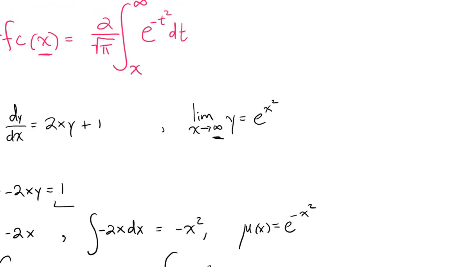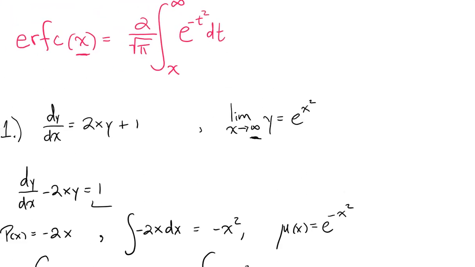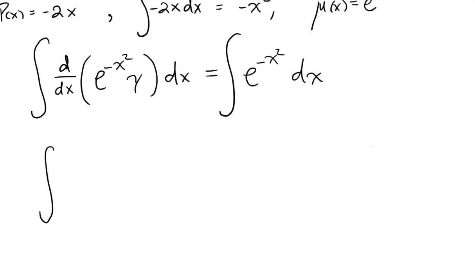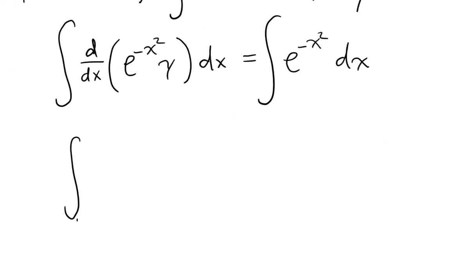The error function was 0 to x, and the complementary error function is x to infinity. So it makes sense that at least one of our bounds here should be infinity, and that would mean that we would end up using the complementary error function. So let's evaluate from x to infinity, and we will change our x's to t's, but as long as we stay consistent, it won't change the value of anything.